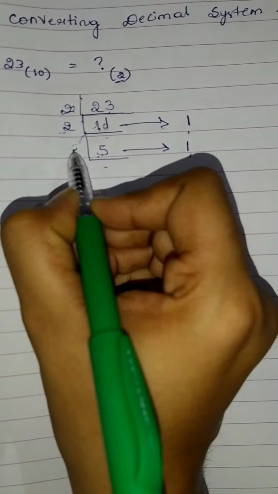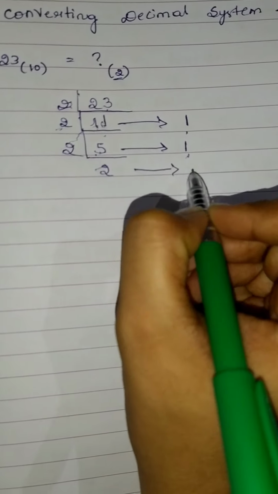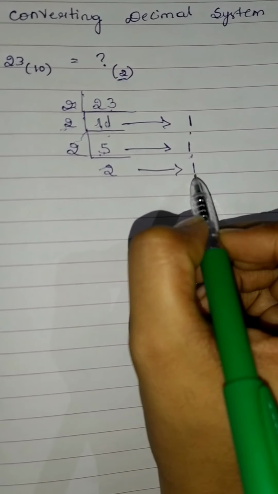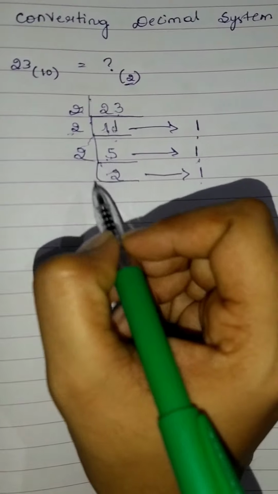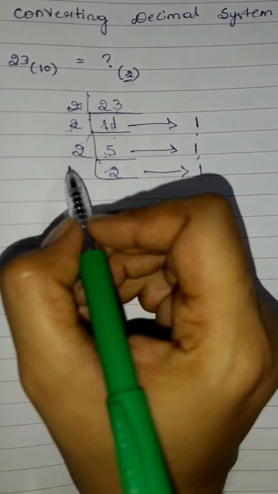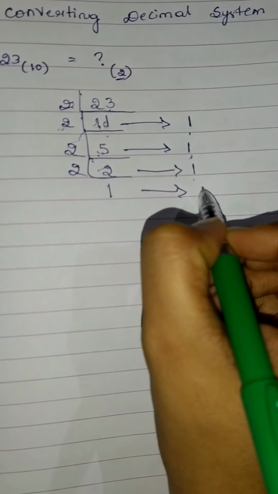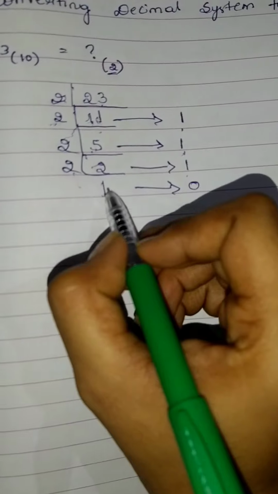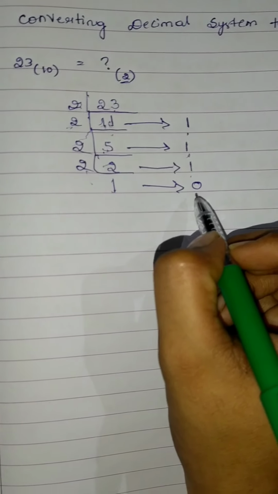Again we have to divide. 2 2s are 4. 5 minus 4 is 1. Again the remainder is 1. Then we have to repeat this step until the quotient value becomes 0. So 2 1s are 2. Then what is the remainder? 0. 2 minus 2 is 0. Then the remainder will be 0.